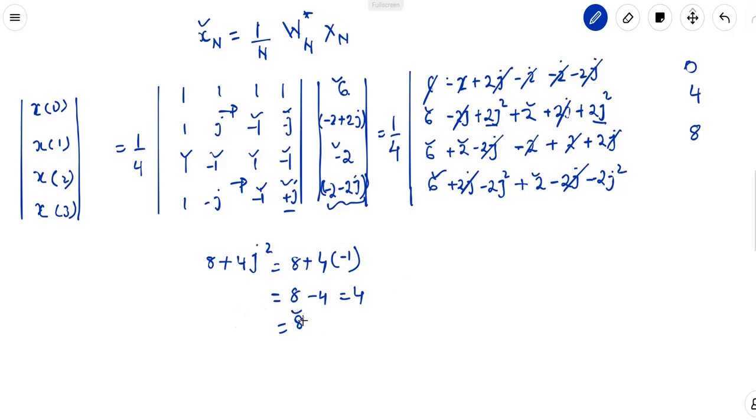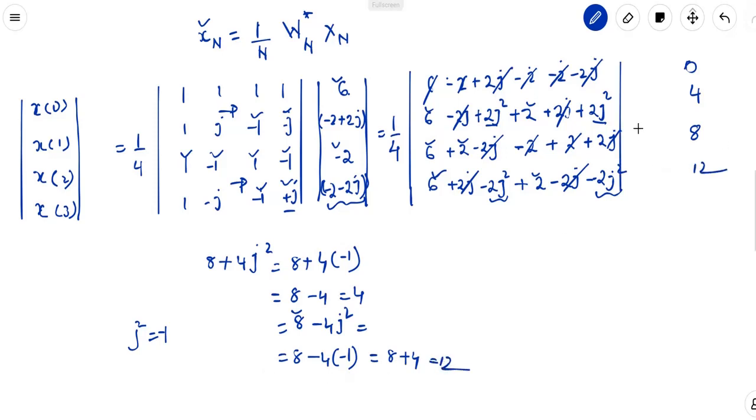8 and minus 2j square, and you have a minus 2j square. So this becomes 4j square. So this will be equal to 8 plus 4 into minus 1, because j square is how much? J square is minus 1. So this becomes 8 plus 4. So this will be equal to 12. So this is equal to 1 by 4.